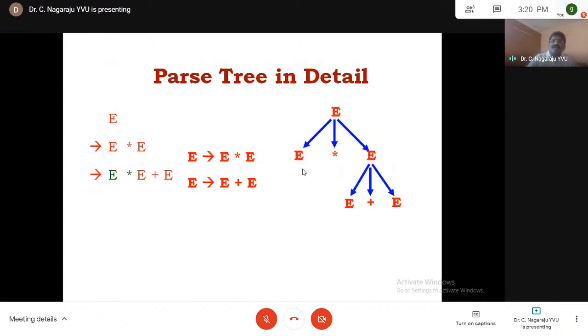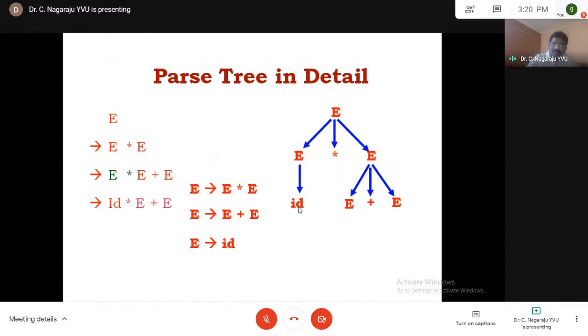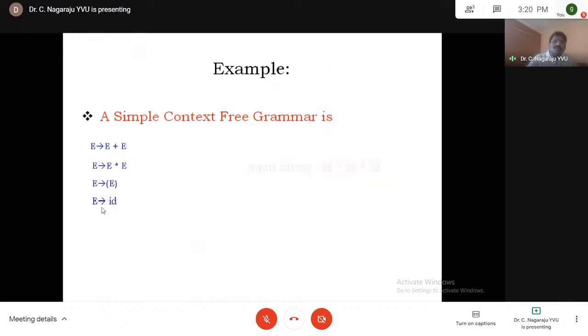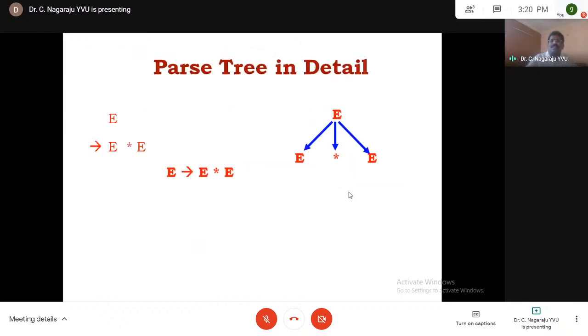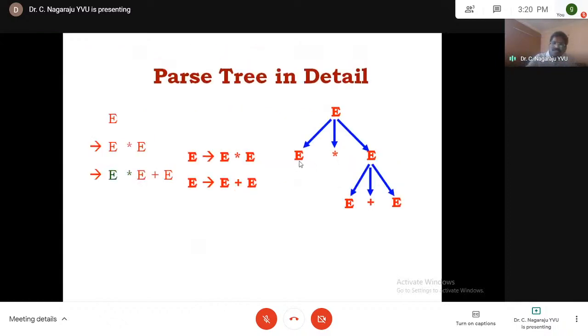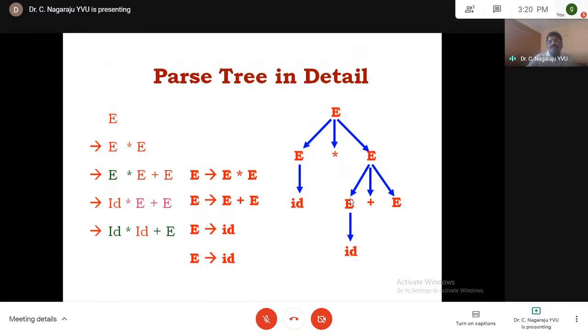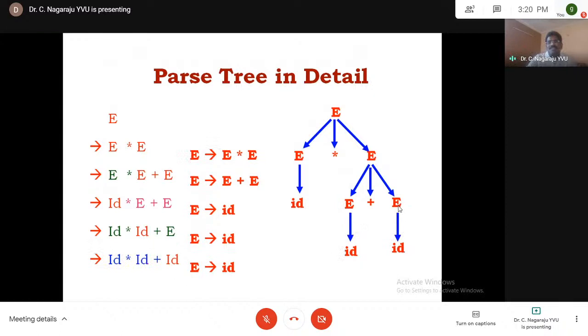After that, E is replaced with ID. Suppose E is equal to ID. This is also one production. You have to choose the appropriate productions to find whether it is correct or not. So we choose ID, the identifier. Then again we take ID, and this E is replaced with the production of ID. So now we have constructed the parse tree.